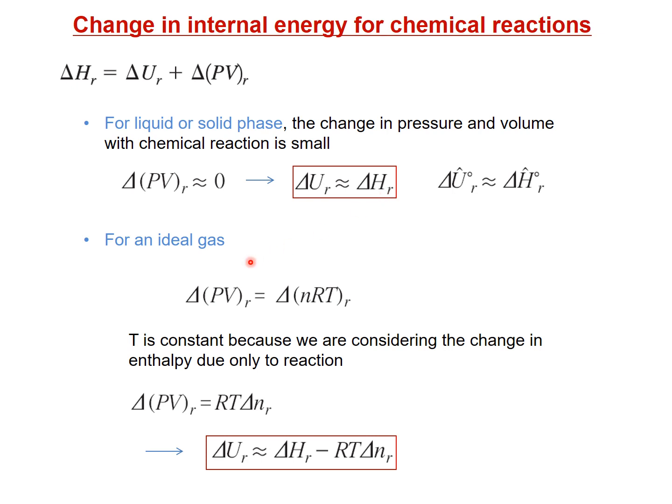How about gas, especially for an ideal gas? As you know, PV is equal to nRT, the ideal gas law. Temperature is constant because we are considering the change in enthalpy due only to the reaction. So we are interested in the moles instead of temperature as the state variables. So delta PV of reaction is equal to RT with delta N. So this is the second term. So for an ideal gas, the internal energy of reaction is approximately equal to the enthalpy of reaction minus RT, the delta change of the moles.